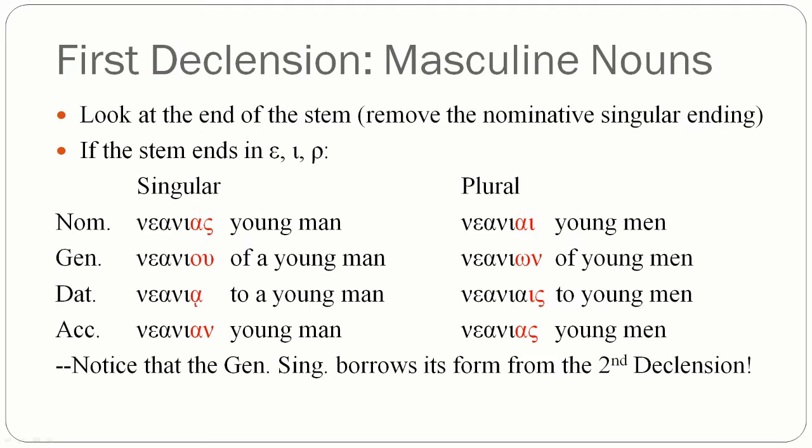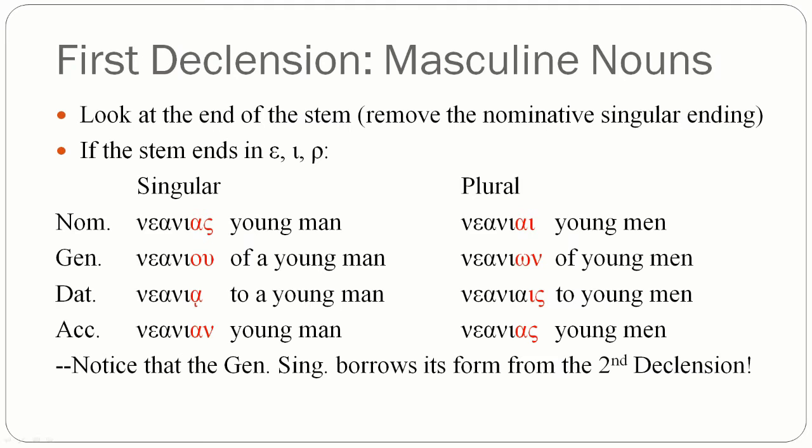All right, here are the masculine nouns of the first declension. Again, we're going to split these up into a couple of categories. If the stem ends in one of those three magic letters, okay, epsilon, iota, or rho, once again, you're going to have alphas going throughout the singular. But watch out, okay? The nominative singular, first of all, ends in alpha sigma instead of just alpha. All right, but if the stem ends in one of those letters, you're going to have an alpha there.